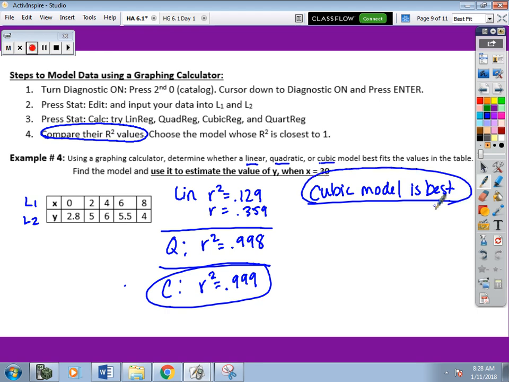So we're supposed to find the model. Now it has a bunch of decimals. We're just going to round them. I chose to round to the nearest thousandths place as we write it out.